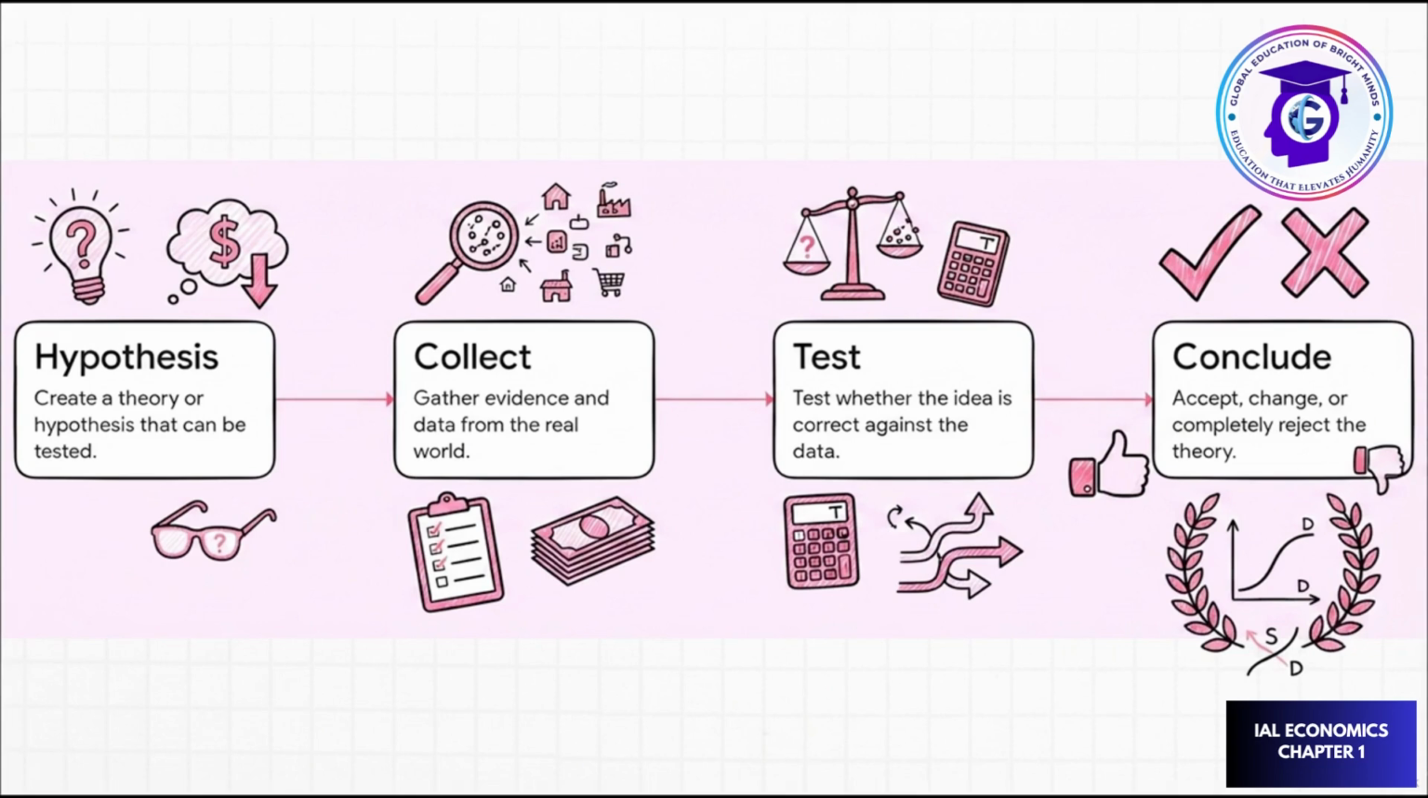Step 1, you create a theory or hypothesis. A hypothesis is literally just an idea that you can test. So, for example, you might guess, if the price of a product goes up, people will buy less of it. Step 2, you collect evidence and data to see if that's actually true in the real world. Step 3, you test the idea against all that data. And finally, Step 4, you either accept, change, or completely reject your theory based on what the evidence shows. And if a theory is tested over and over and becomes widely accepted, it might even become a core economic law, like the famous laws of supply and demand.